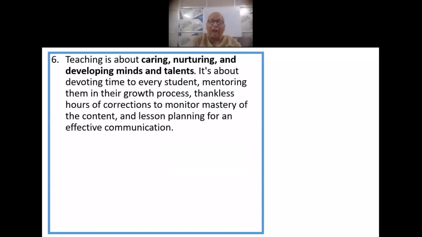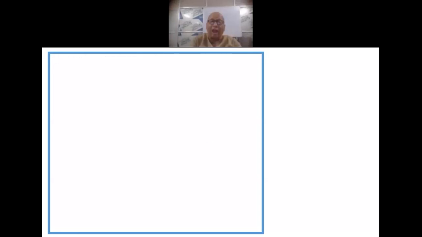Six, caring, nurturing, developing minds and talents. Now, it is always said a caring adult has a great impact on the life of students. This caring adult can be a parent, it can be a relative, it can be a teacher. But remember, since we are in the school, we can all become caring adults that will have a positive impact in the life of the students.